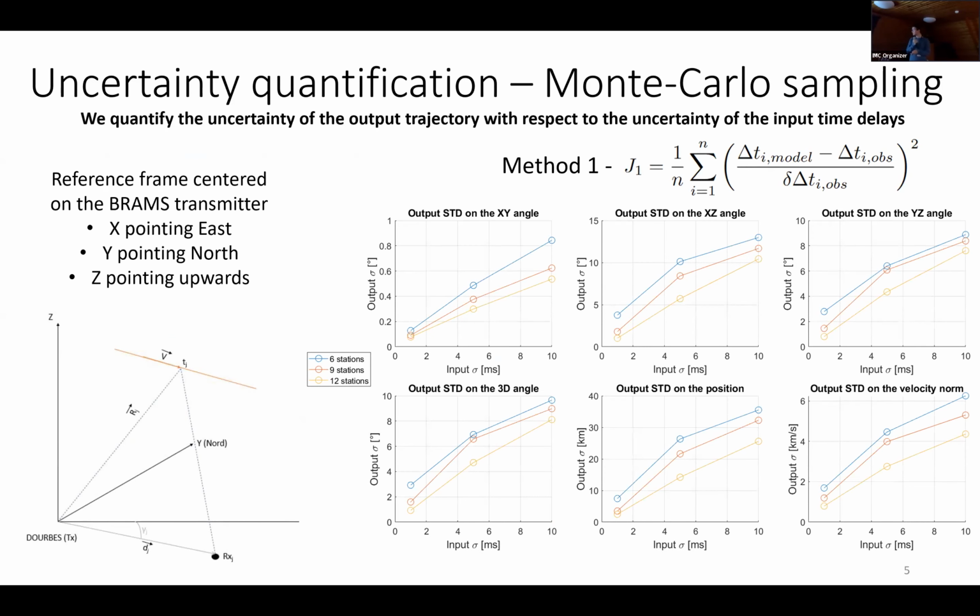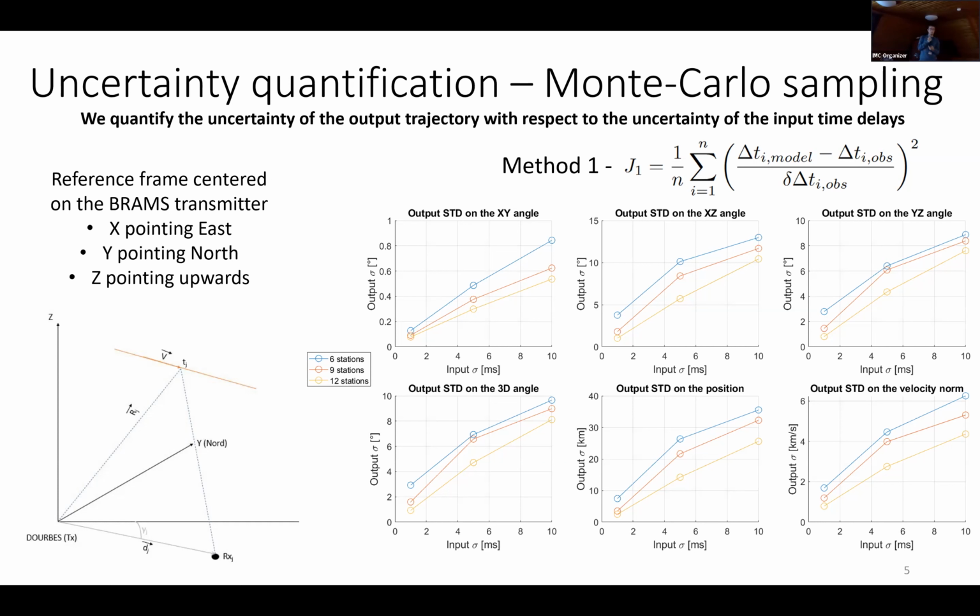What you see here is an analysis of the output uncertainty on the y-axis as a function of the input uncertainties. What we see is that in the horizontal plane, it's actually quite good, because we can have input uncertainties of up to 10 milliseconds and still get a trajectory with an inclination uncertainty of less than 1 degree.